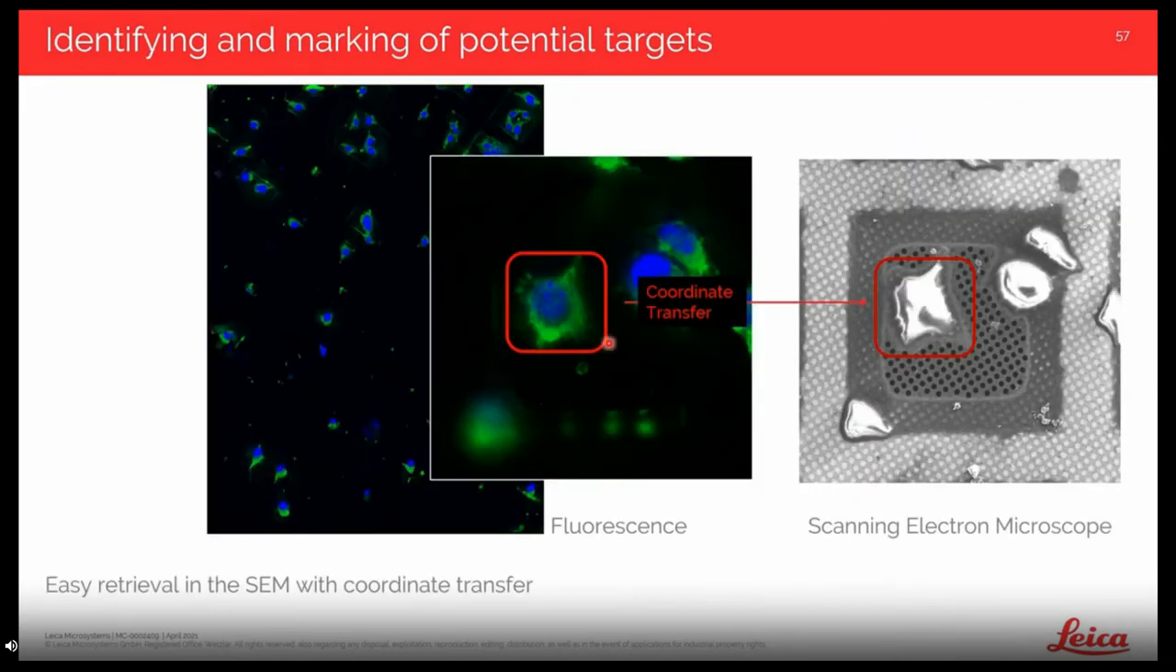So as mentioned, you can identify and mark potential targets. So here we have a fluorescent cell of interest. We could mark it as a coordinate. We could do this across the entire image or the entire grid. And then once we go to our scanning electron microscope or our Cryo-EM, we could do a coordinate transfer, find those exact same cells, and image them at high resolution, and even do tomography.